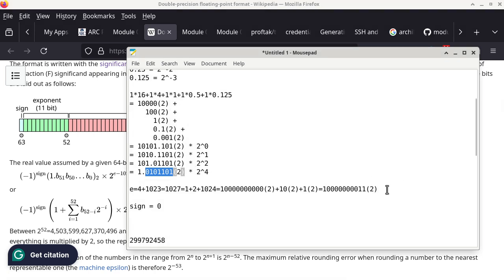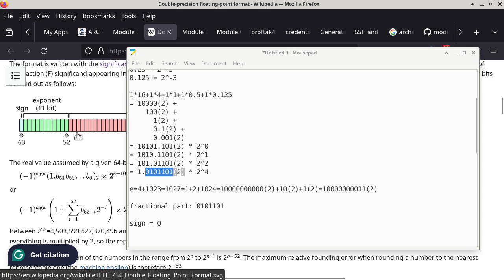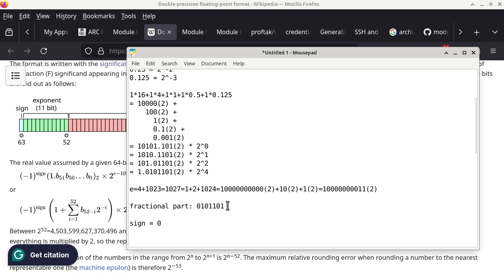All right, so now we have to figure out the pink part. The pink part, which is the fractional part, is really just excluding the 1 point. So now we have 0, 1, 0, 1, 1, 0, 1, which let me tell you which part it is. It's this part. So this part goes here, at the left-hand side of the pink portion. Then you go, but that's not enough bits to fill in the entire 52 bits.